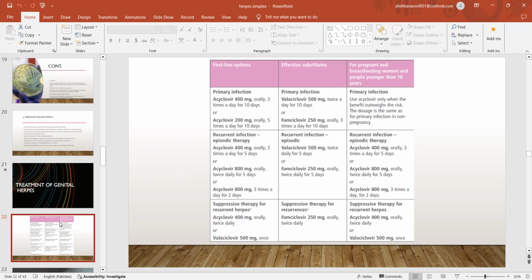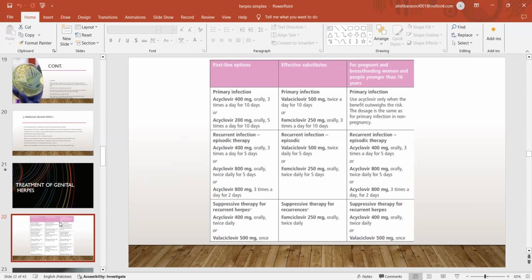Effective substitute, primary infection: valacyclovir 500 mg twice a day for 10 days, or famciclovir 500 mg orally 3 times a day for 10 days. Recurrent infection episode: valacyclovir 500 mg twice daily for 5 days, or famciclovir 250 mg orally twice daily for 5 days. Suppressive therapy for recurrences: famciclovir 250 mg orally twice daily.